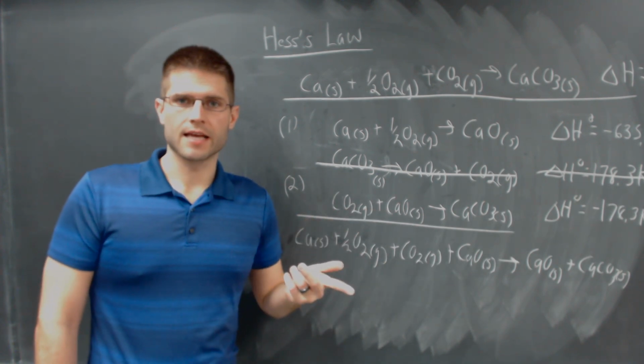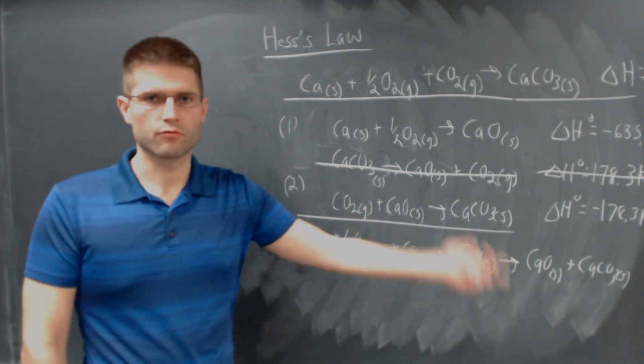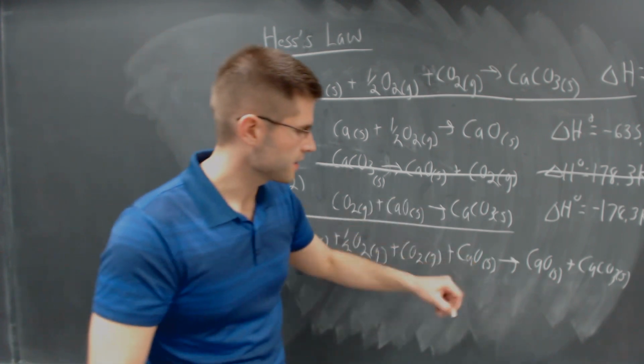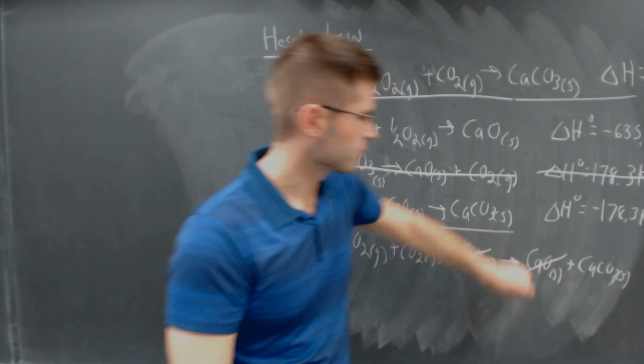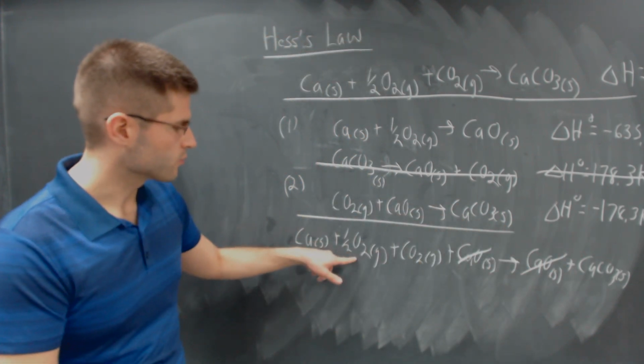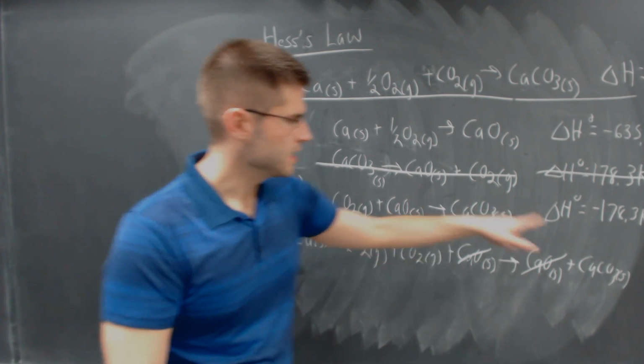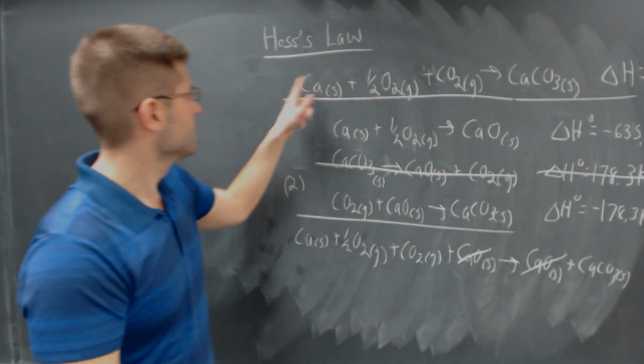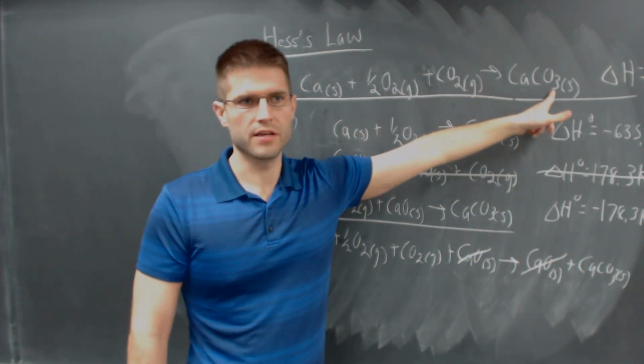Now we can start canceling out anything that's the same on the left and the right. We have a calcium oxide on the left. We have a calcium oxide on the right. Those cancel. So our true equation is going to be calcium plus 1/2 oxygen plus CO2 is going to give us calcium carbonate. That is our equation that we were looking for up here.